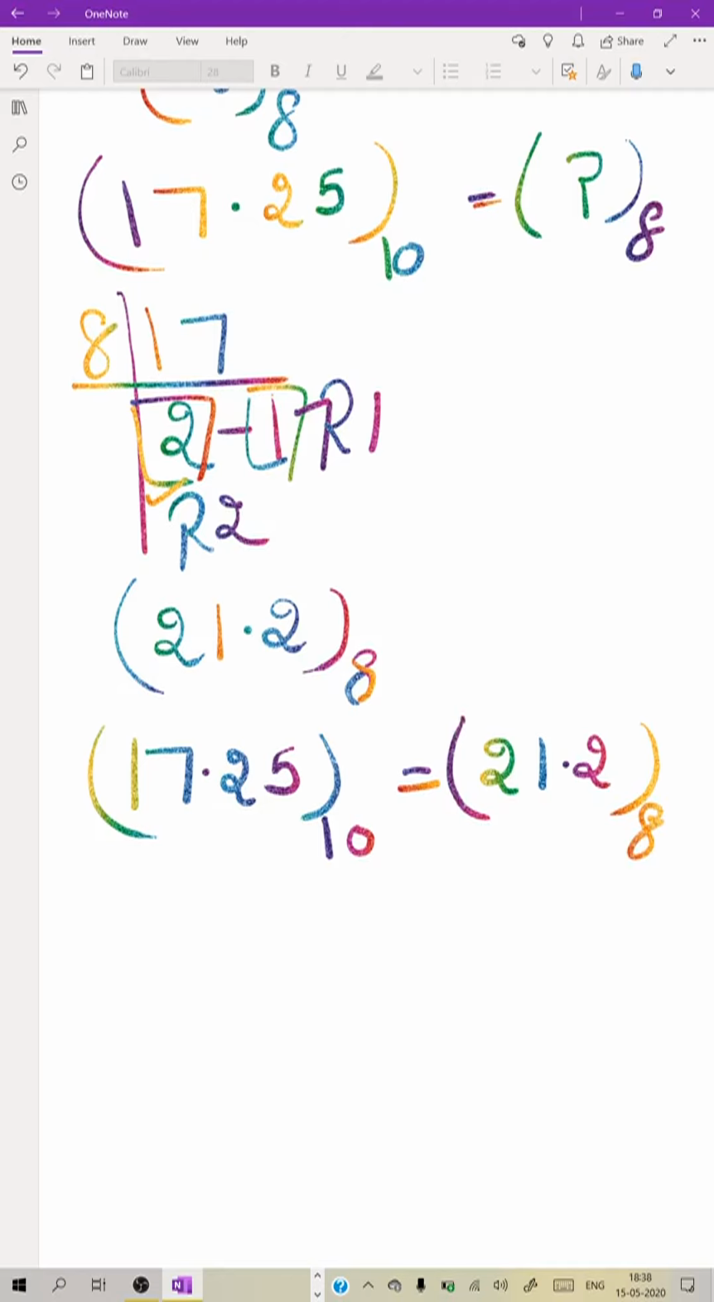So here the conversion of decimal to octal, and decimal with fractional point to octal conversion, is completed. In the next video we will discuss the decimal to hexadecimal conversion.